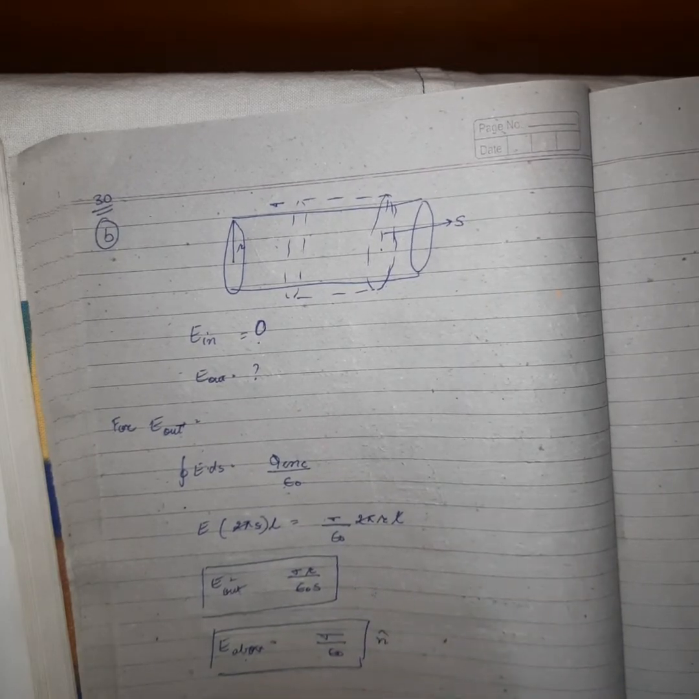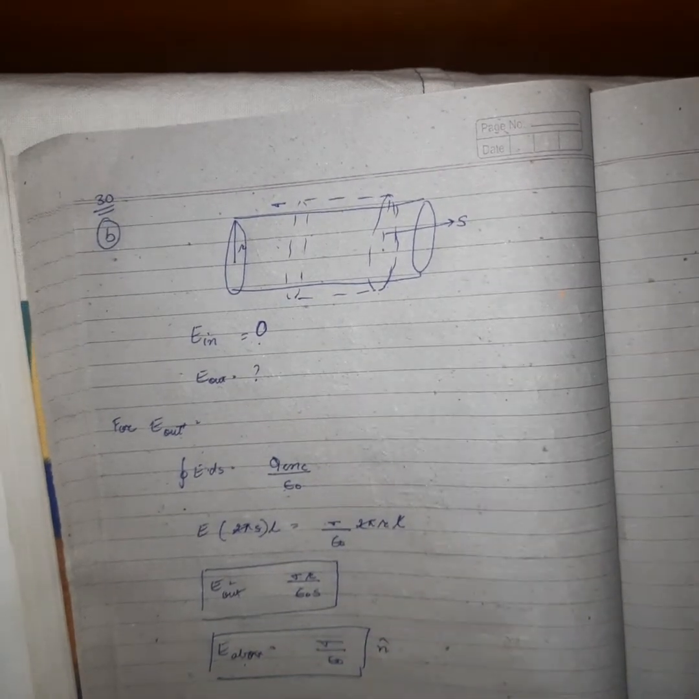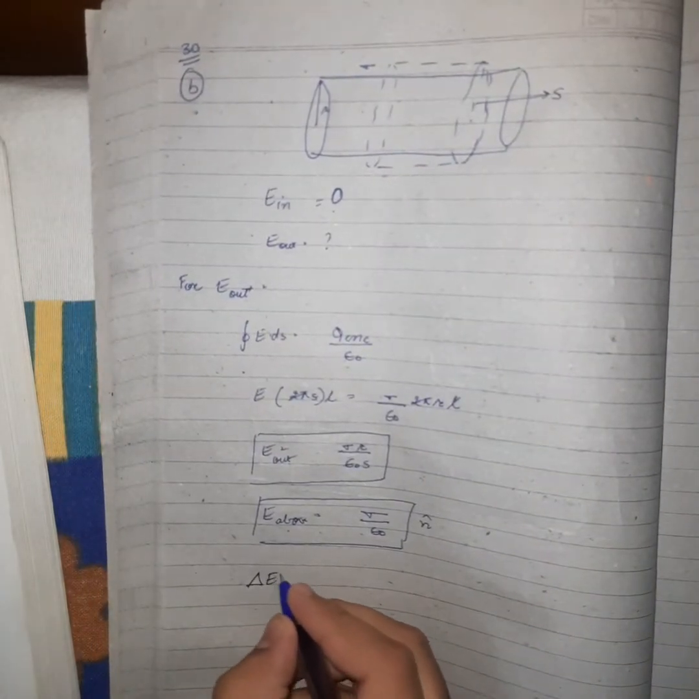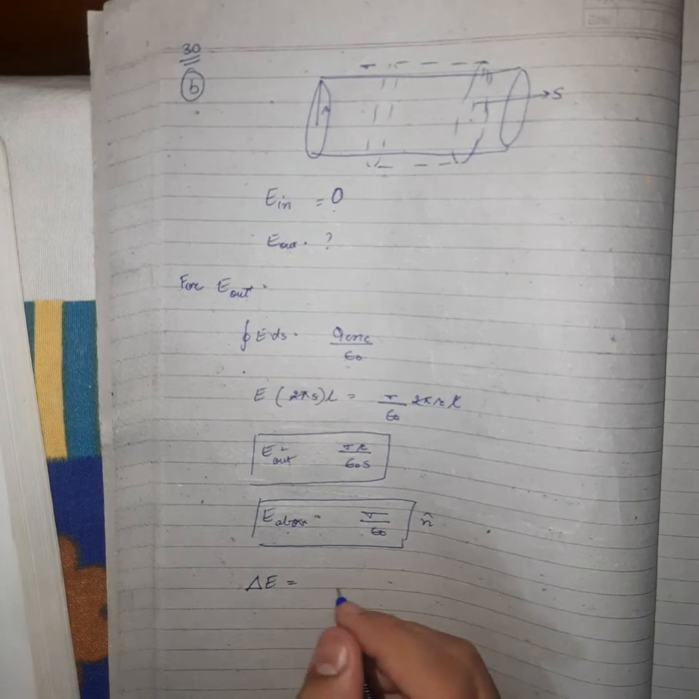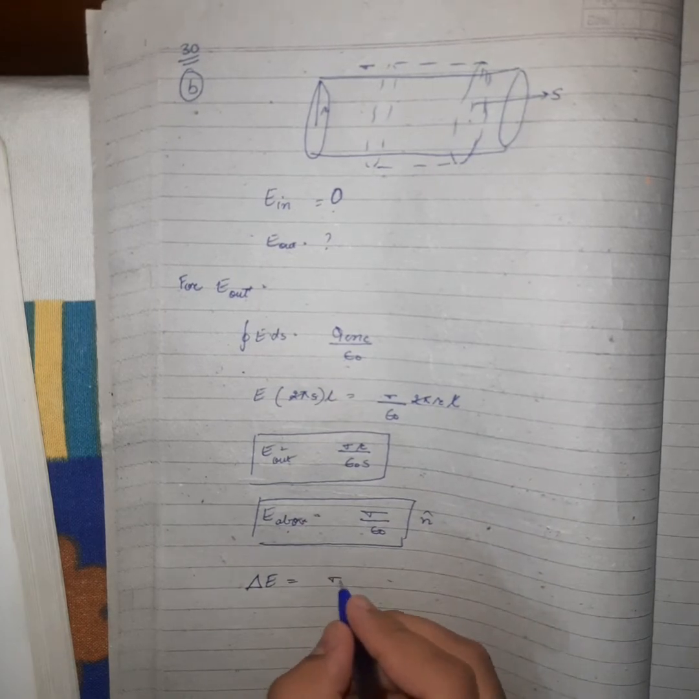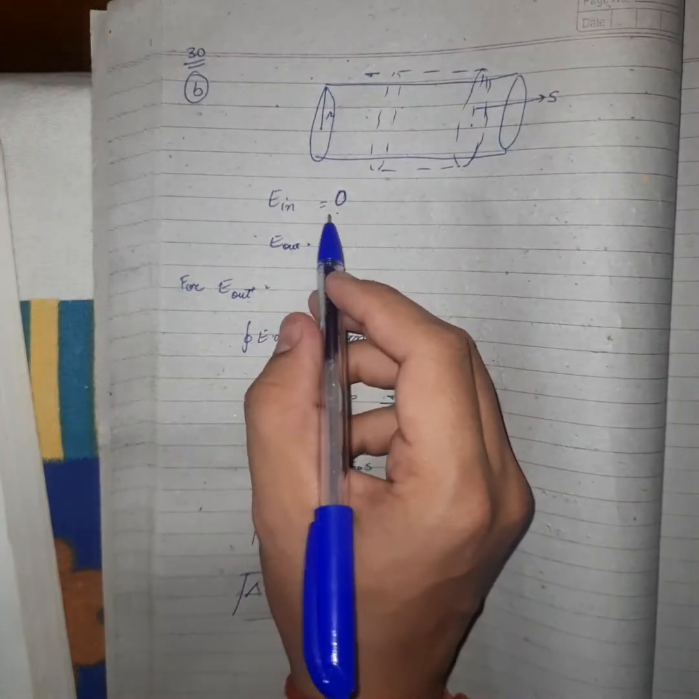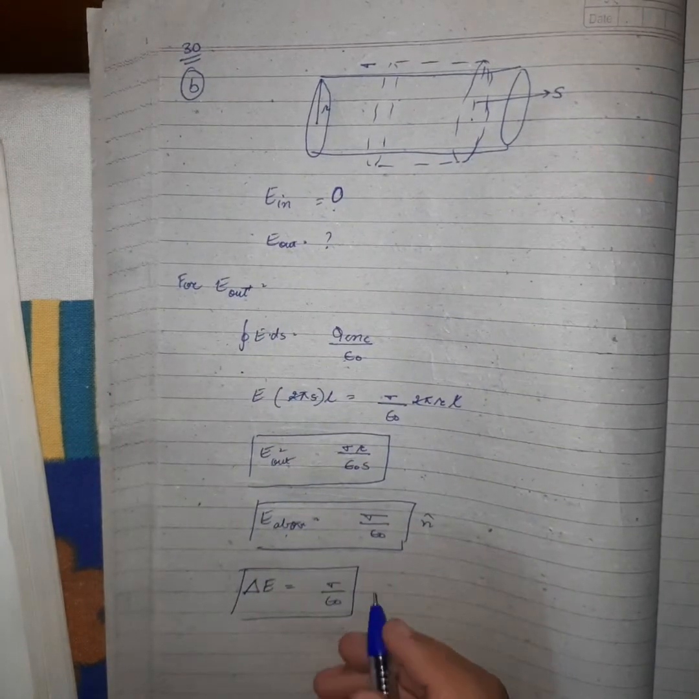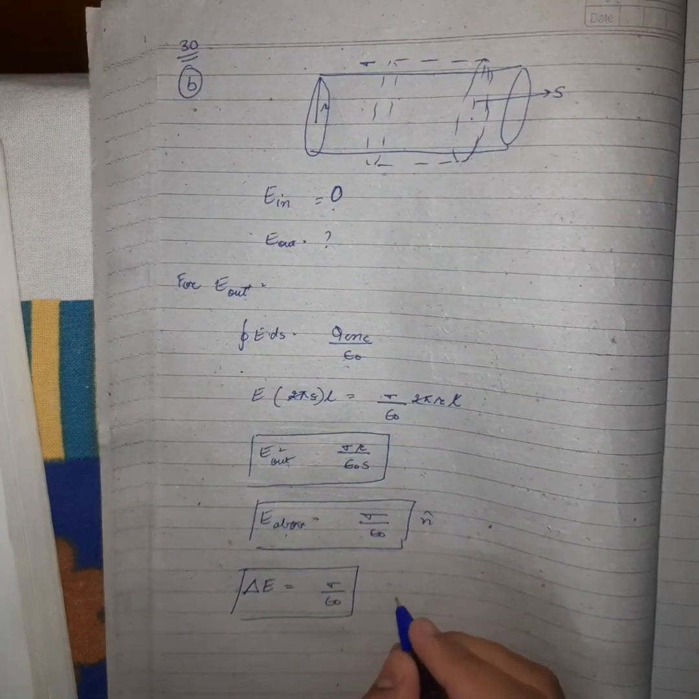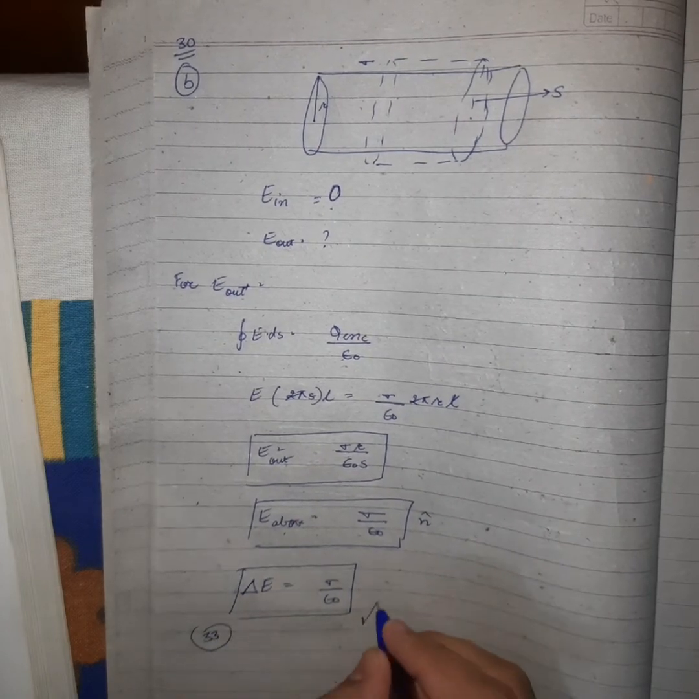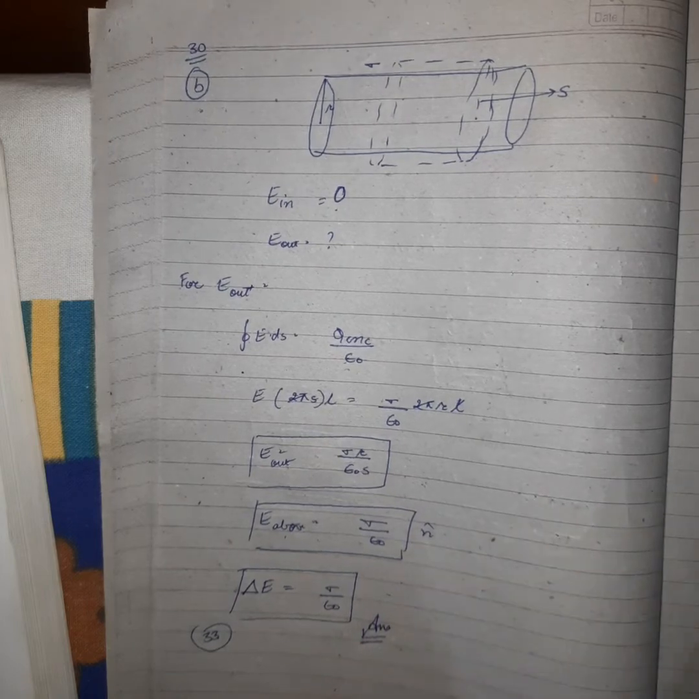All right, so for consistency, let me just write the E above minus E below as delta. We get sigma upon epsilon naught, because the inside will be 0, which is below, and above will be sigma upon epsilon naught, which proves that it is consistent with equation number 33. All right, that is its answer.